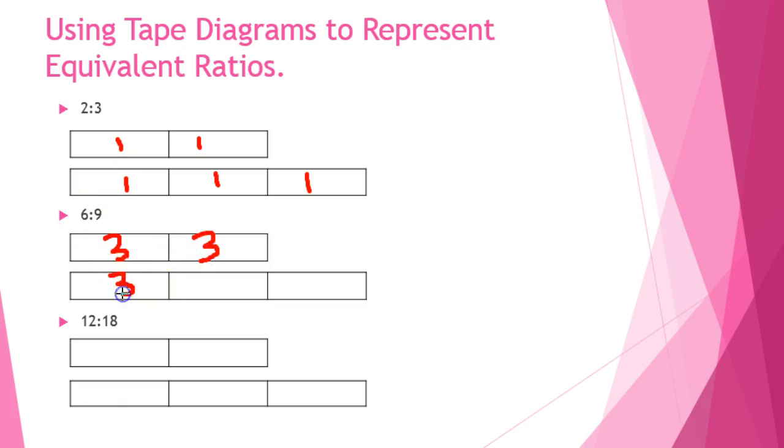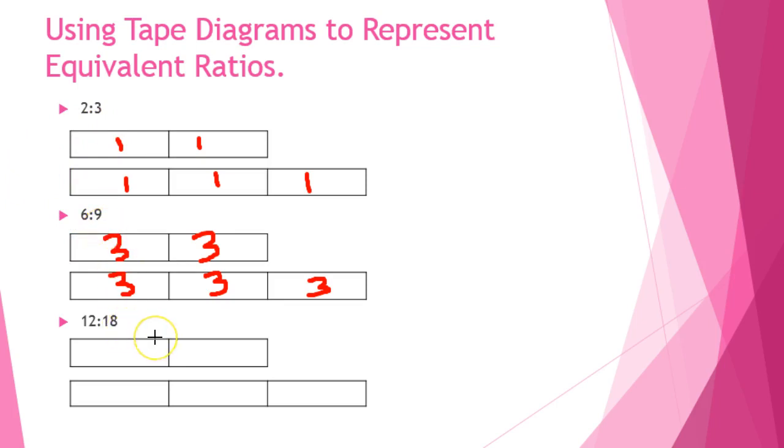And if I'm doing that to one number, I have to do it to the other. So if I divided 9 by 3, which is what my tape diagram is showing me, I would get that each piece represents 3. However, I could have also looked back at 2 to 3 and seen that I would multiply 2 times 3 to get to 6 and 3 times 3 to get to 9.